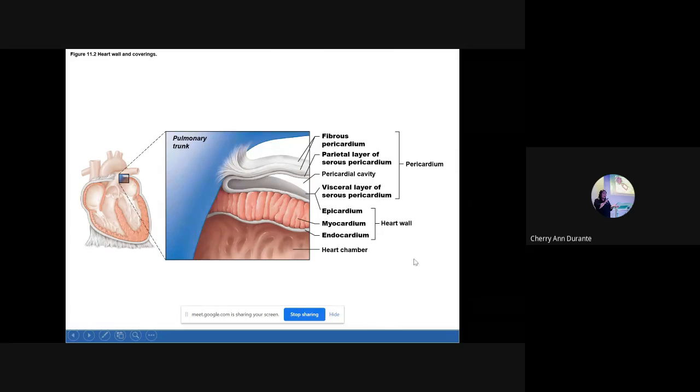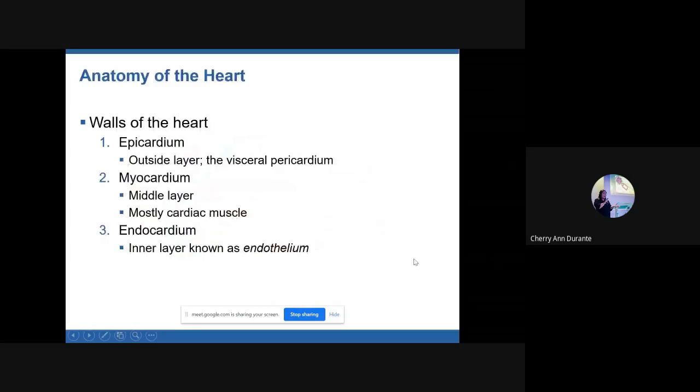Okay, let's continue. What about the walls of the heart or the different layers of the heart? So you have the epicardium, which is, as we've said, the outside layer. It's also the visceral pericardium. The myocardium, the middle layer, which is cardiac muscle. And the endocardium, which is mostly endothelium. This is the one that comes in direct contact with the blood in the different chambers of the heart. Okay.